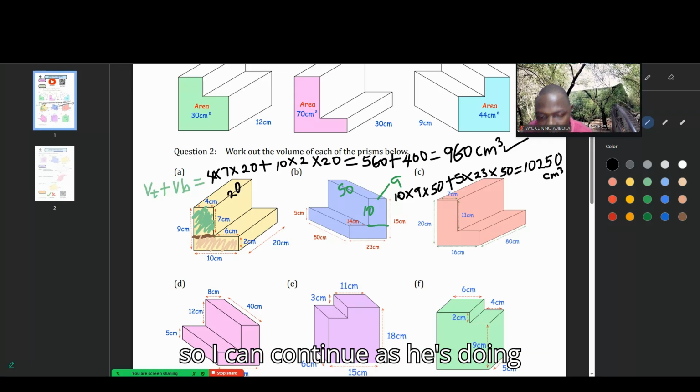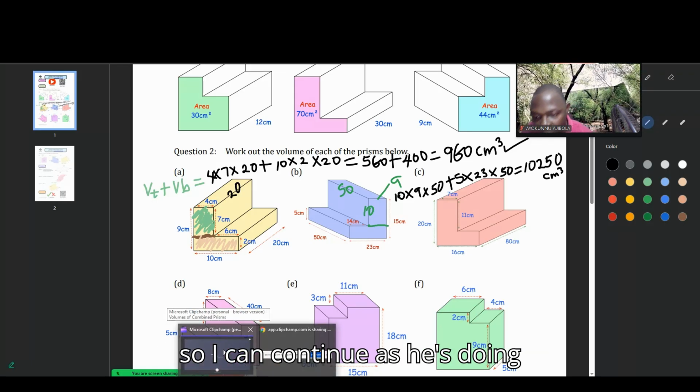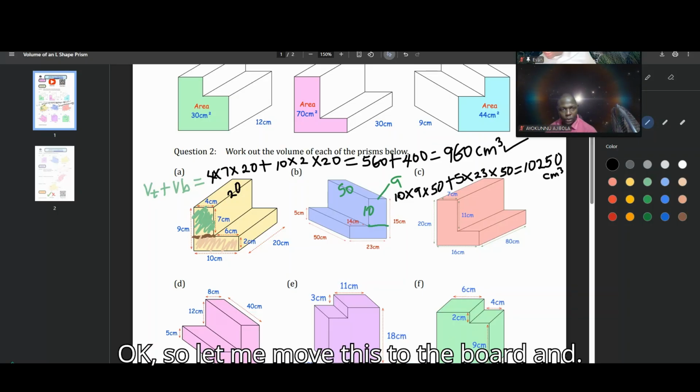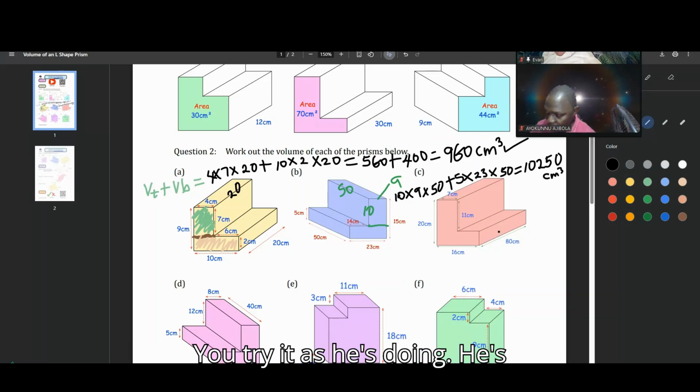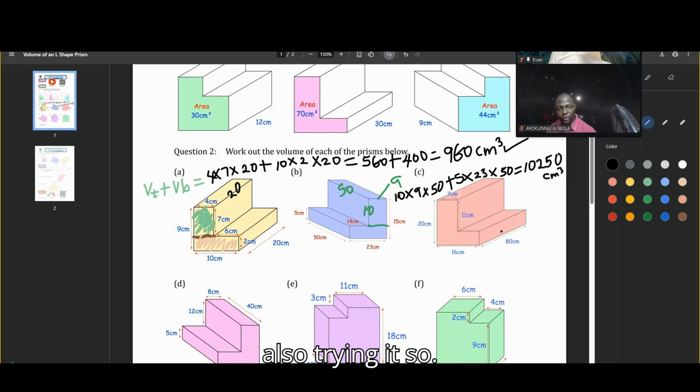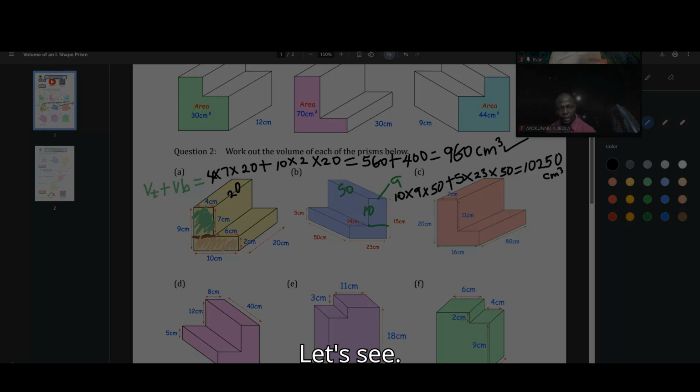Viewers, I'm going to come back shortly so I can continue as he is doing his own too. Okay, so let me move this to the board and we try it as he is doing. He's also trying it, so let's see.